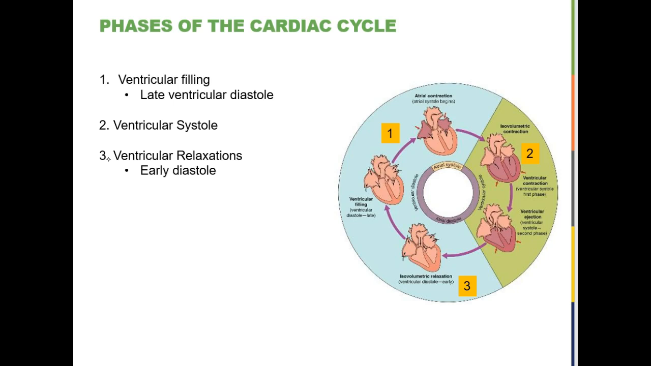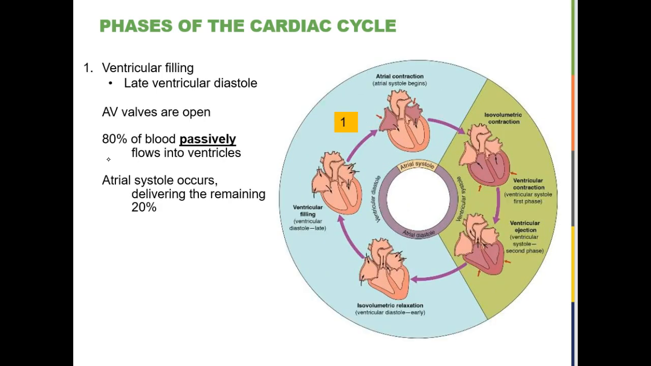But the way it's drawn here, we start our understanding of the cardiac cycle at late diastole during ventricular filling. That's where the one is. And then the second phase is ventricular systole. And then the third phase is the beginning of diastole. So everything that's blue there is diastole, which we divide up into late and early diastole. So we start our understanding of the cardiac cycle in late diastole.